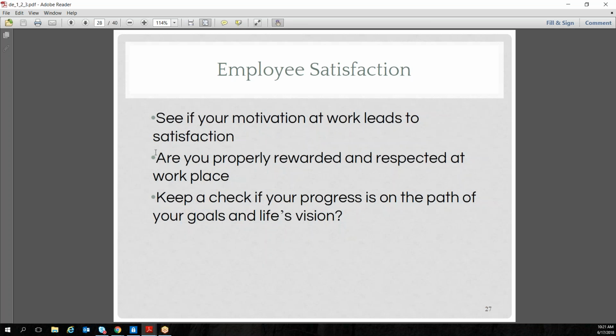So this is a very important factor when you are working in an organization: whether you are respected in that organization or not. If you are not respected, your motivation levels will get affected. And when this happens, the attrition rate becomes higher in that company.